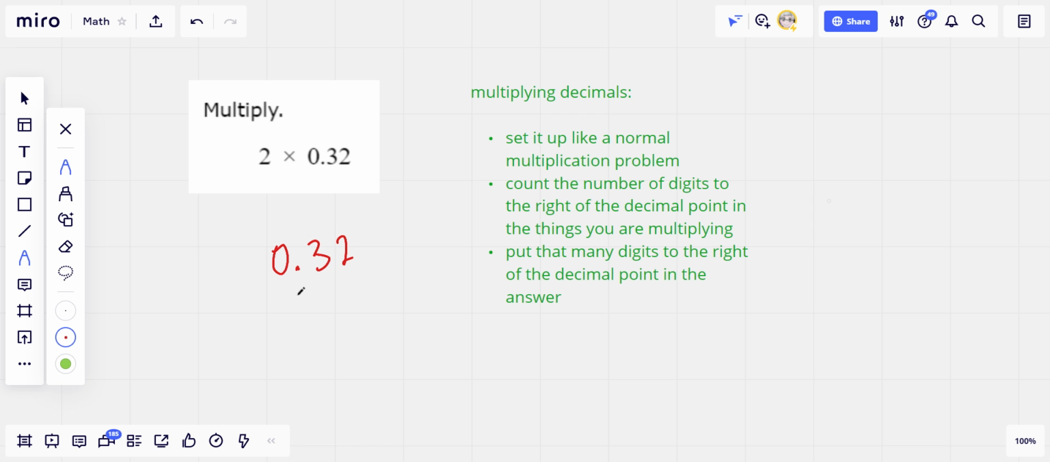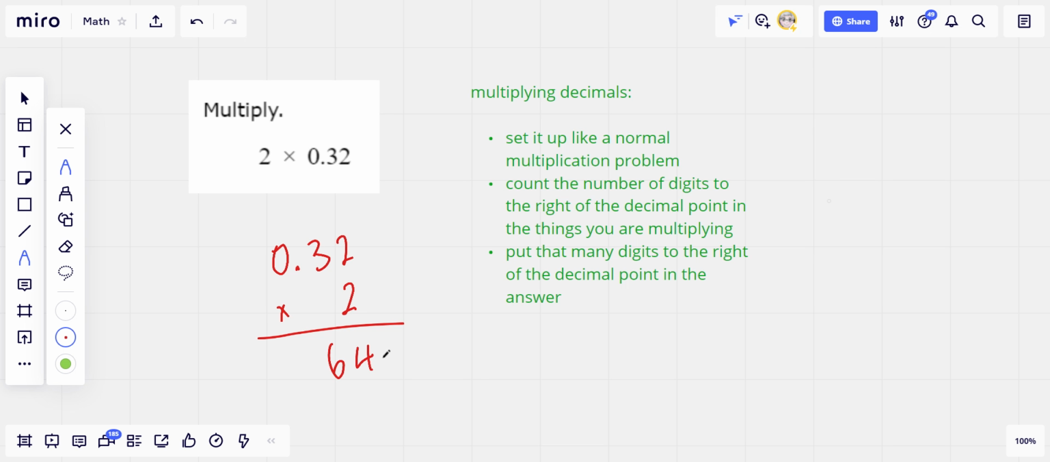And I wrote the 0 here, but I am going to ignore that because it's just a 0 and it's not going to add anything to the answer. And then we'll put the 2 down here. Okay, so we've got 0.32 times 2. Now, I'm just going to approach this like a normal multiplication problem, as if this were 2 times 32, ignoring this 0 up here. So 2 times 2 is 4, and 2 times 3 is 6.